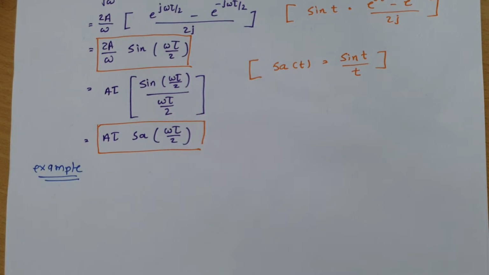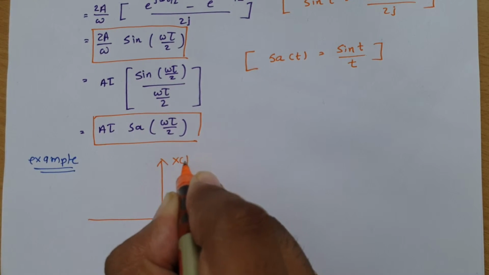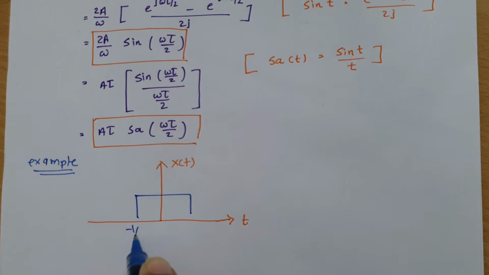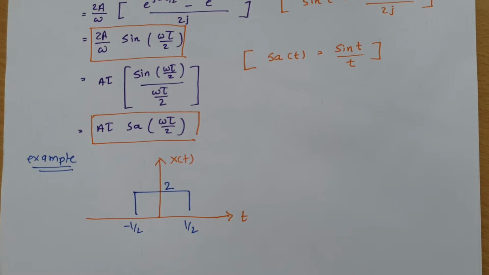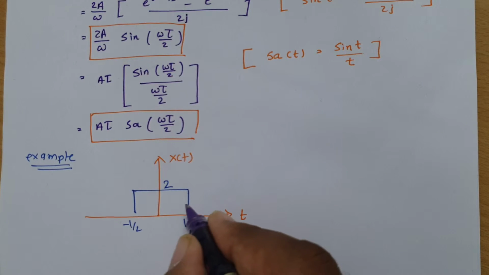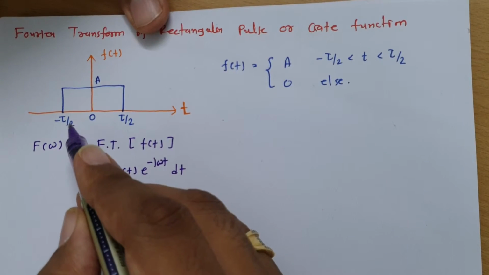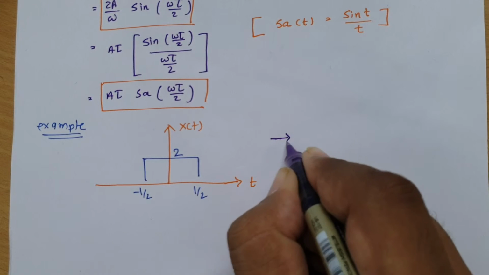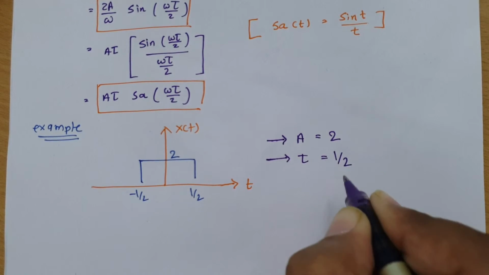We have one rectangular pulse, given over here, with time varying from -half to half, and having amplitude 2. Here we need to identify the Fourier transform of it. To do that, we need to compare the time range. If you observe the original function, we considered time varying from -tau by 2 to tau by 2 with amplitude A. From that, here we can say the amplitude is equal to 2, and tau is equal to half.